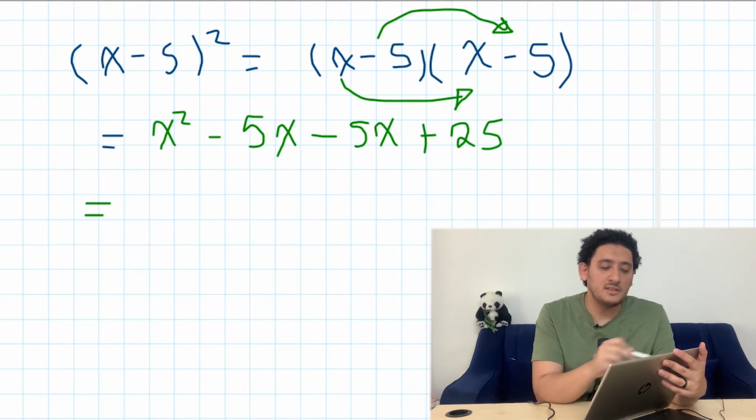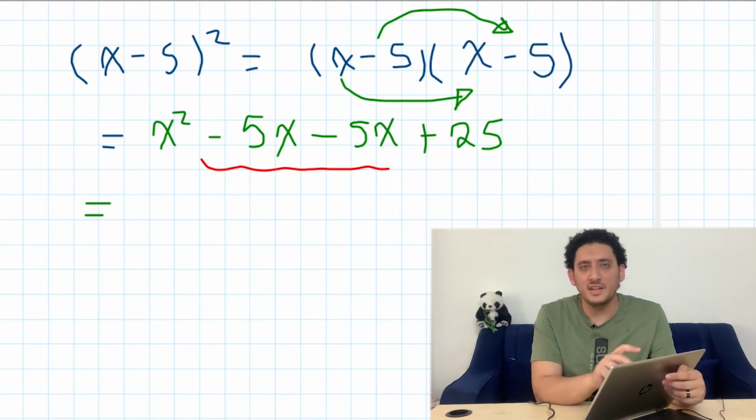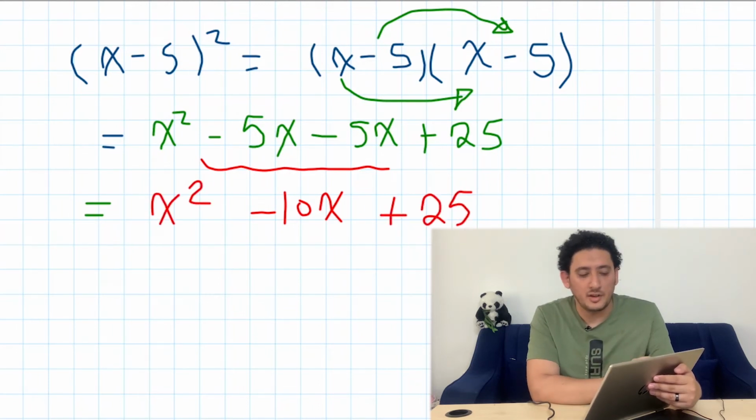And here we will add the like terms. Negative 5x and negative 5x means negative 10x. Here we'll write x squared, and the last term is 25.